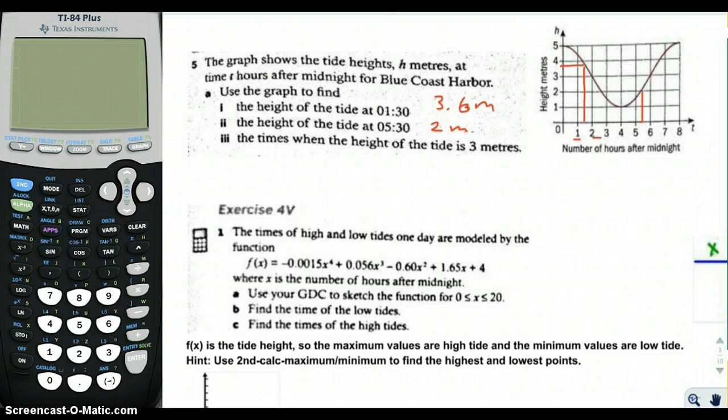Okay. The time when the height of the tide is 3 meters. Well, 3 meters would be right there. So here's one, 2 hours after midnight, and the other one would be 6 hours after midnight. So I'd put 2 hours after midnight and 6 hours after midnight. Okay, so that's number 5.